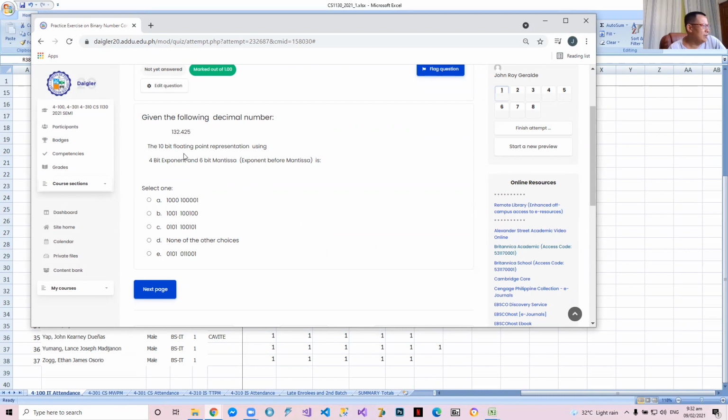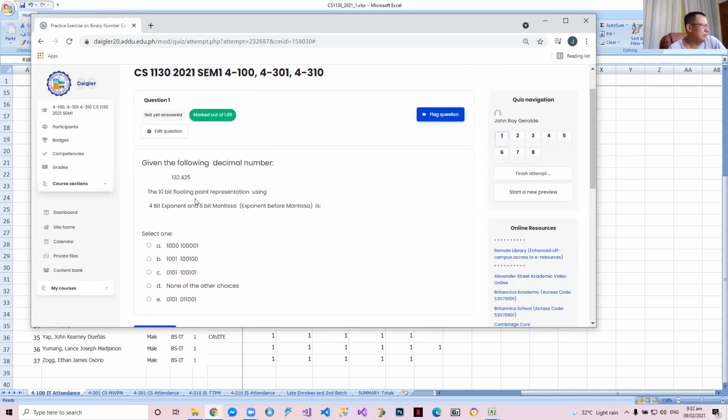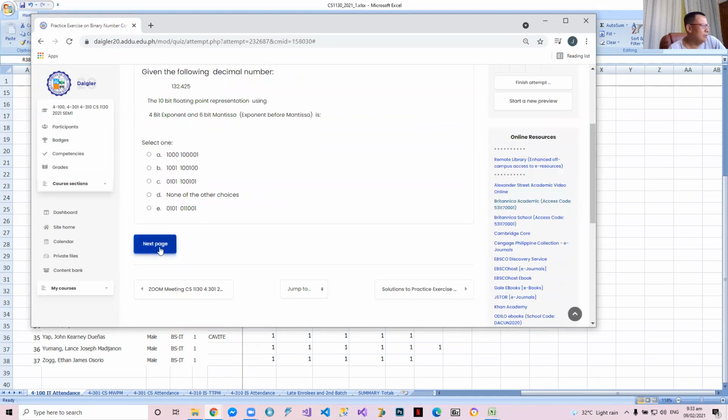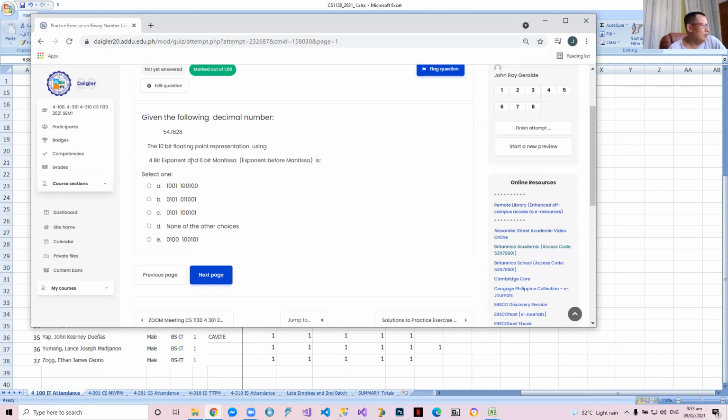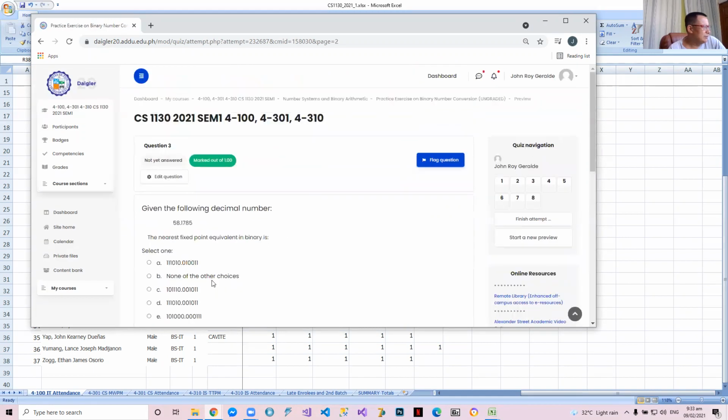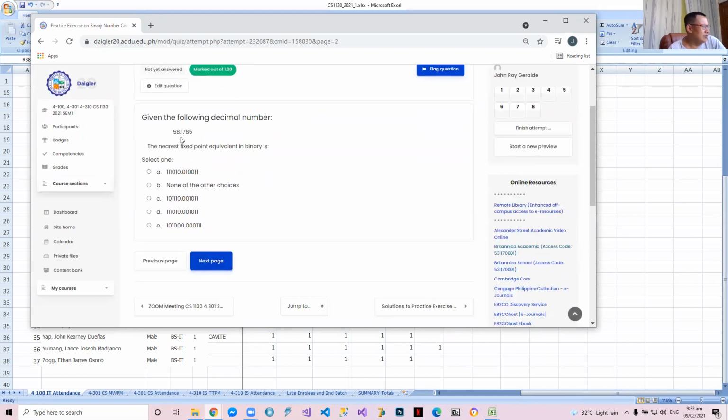Okay. Convert this to floating point representation. Okay. 4-bit mantissa and 4-bit exponent. You follow? And then we will answer this anyway. Given the following decimal number, 10-bit floating point representation, 10 bits only, 4-bit exponent and 6-bit mantissa. Convert this number into fixed point representation. You follow?